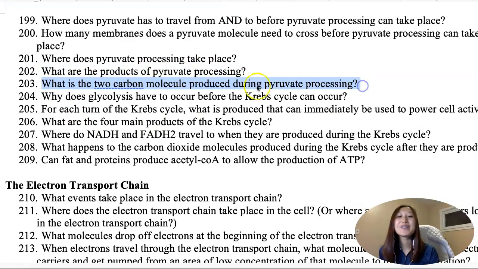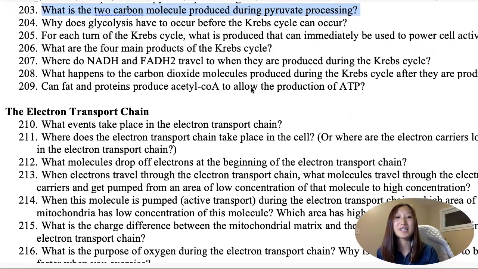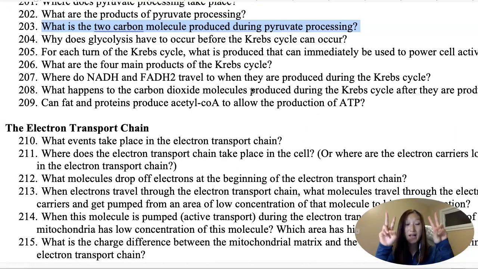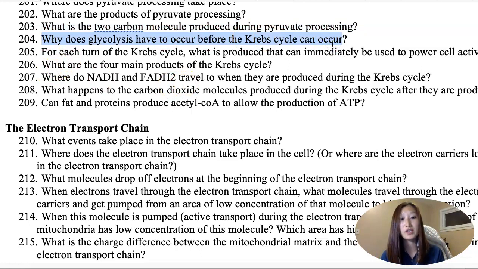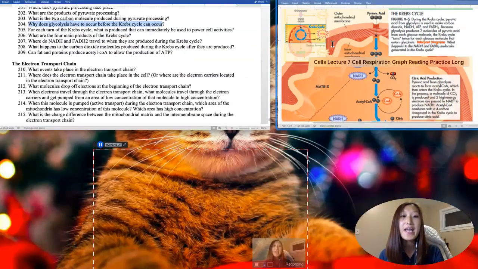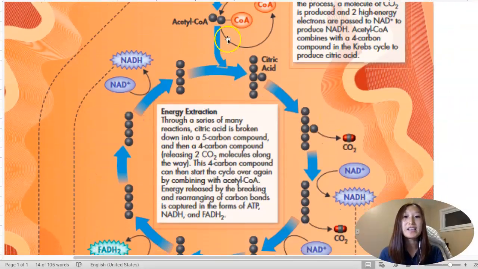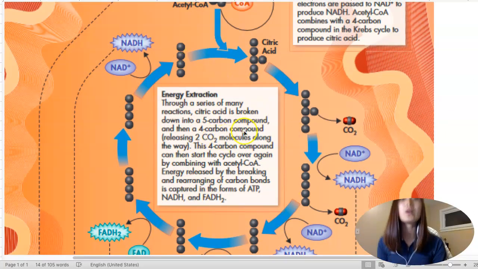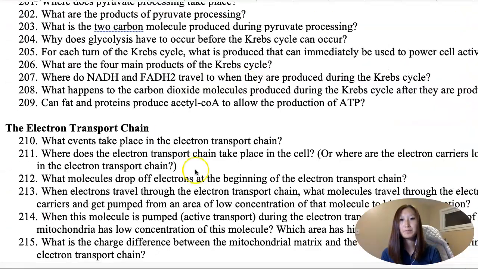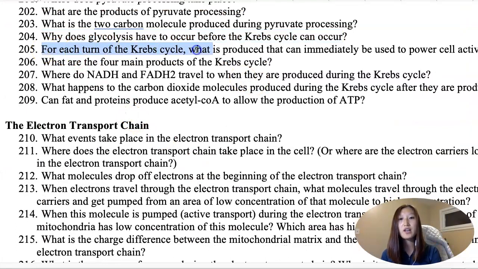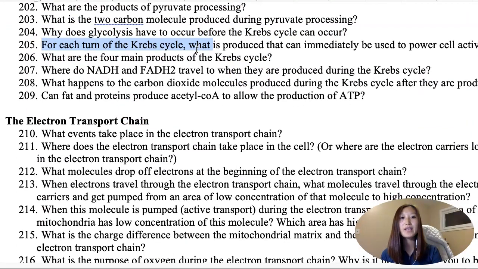What is the 2-carbon molecule produced during pyruvate processing? So we have glycolysis, pyruvate processing. This 2-carbon product is called acetyl-CoA, and this carbon that we lose over here is going to become CO2. It gets out of your body. Why does glycolysis have to occur first? Because we need to make acetyl-CoA, and acetyl-CoA, as you can see, is what's really going into the Krebs cycle as an input.